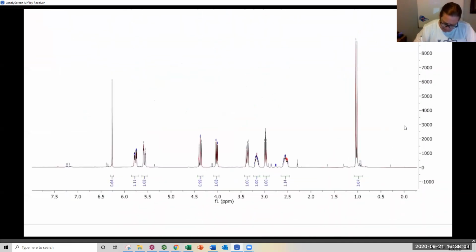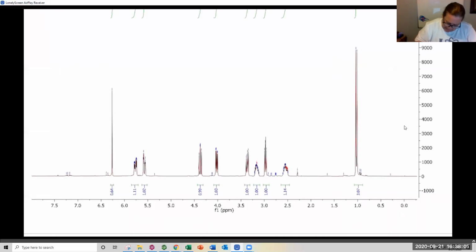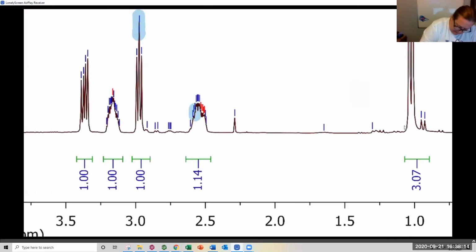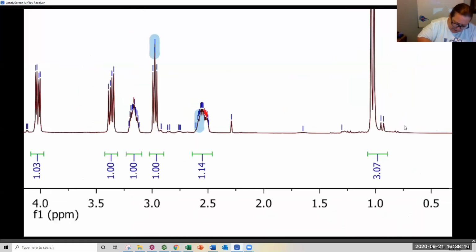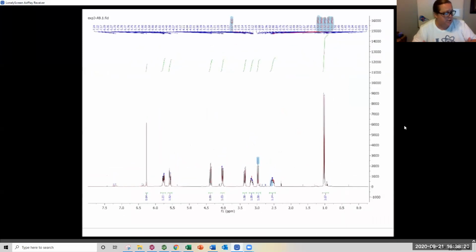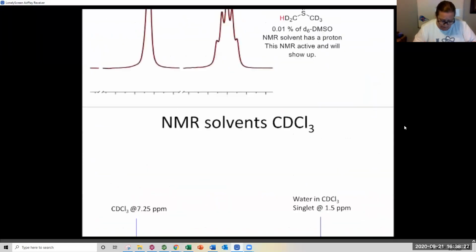Now, if you look at the water, it's kind of overlapping. It's kind of right here. And if you look at the DMSO, okay? The problem with overlapping peaks is it throws off your integrals. It throws off your integral.